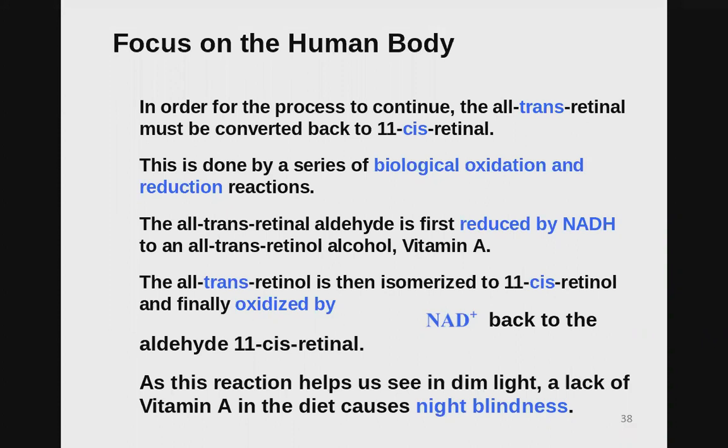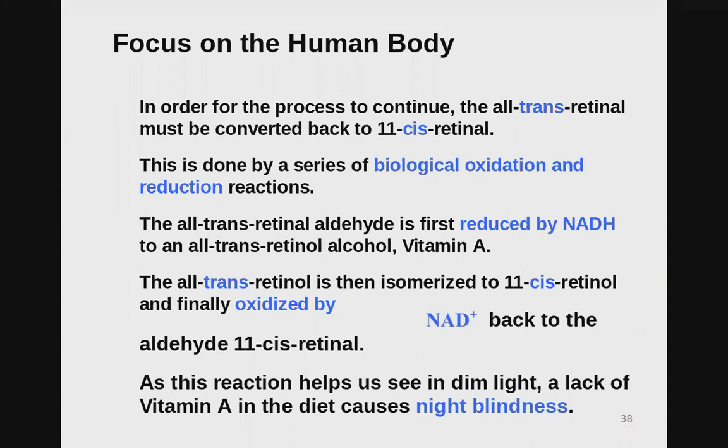So if you guys have ever heard vitamin A is good for your vision, or carrots are good for your vision, does it work one-to-one? No. But if you have a vitamin A deficiency, this is not going to happen too well. Pretty cool, right? Then all trans retinol is isomerized to 11-cis-retinol and then finally oxidized by NAD plus back to the aldehyde, 11-cis-retinal.